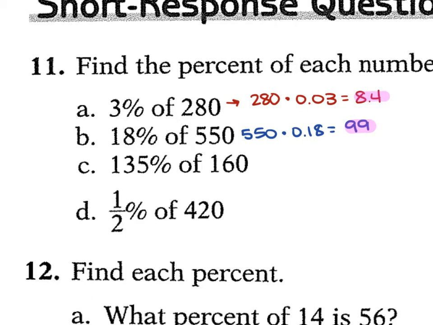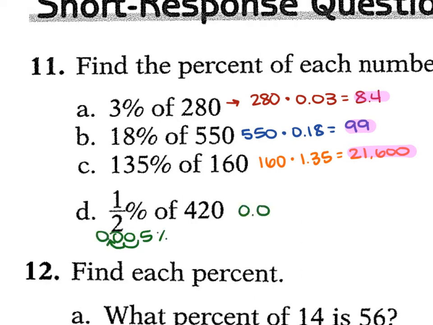For C, that is 135% of 160. So that's 160 times 1.35. So that gives us 21,600. And then D is 1/2% of 420. So that 1/2% is 0.5%. If we turn that into a decimal, that's 0.005 times 420. When we do this, we get 2.1.